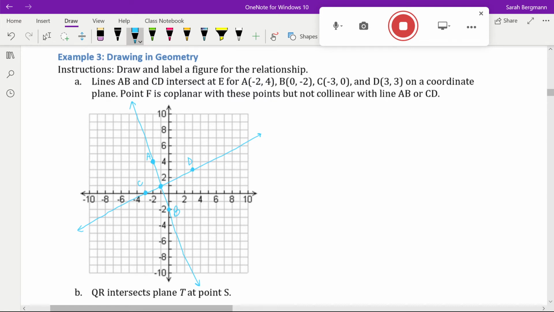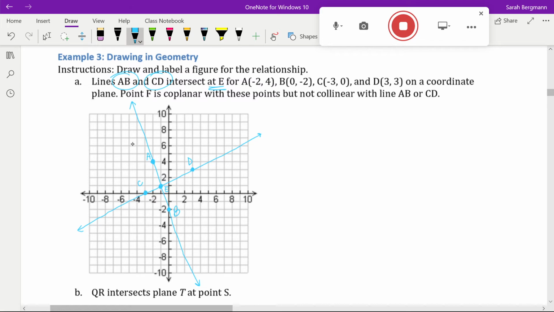Once you've plotted the points, connect the lines. We have line AB and line CD, so that tells you what points to connect. It also tells us that it intersects at point E, so we're going to name this point of intersection E. And it also tells us point F is coplanar with these points, but not collinear with line AB or CD.